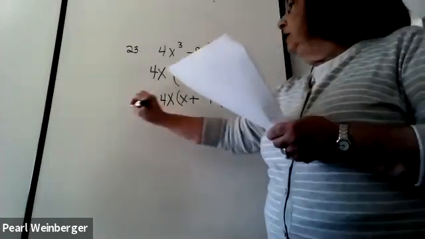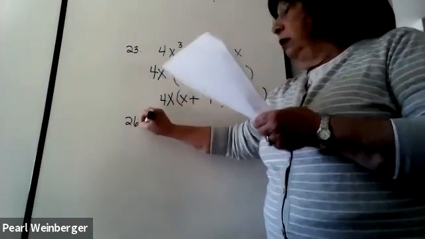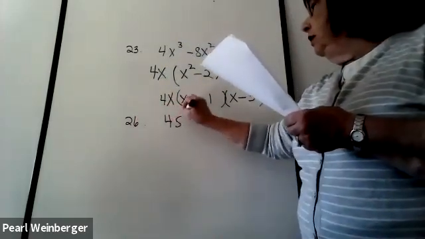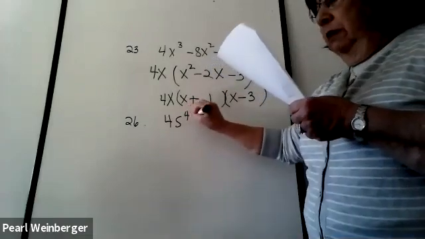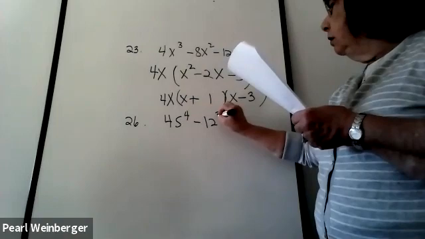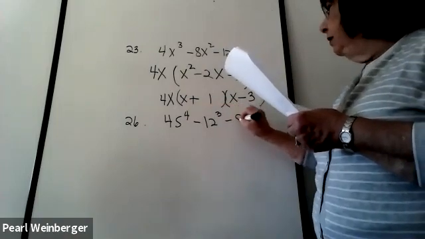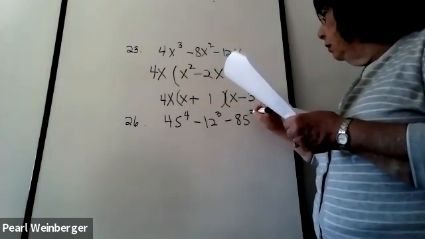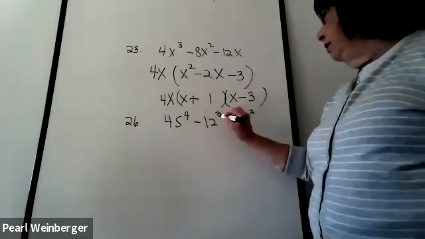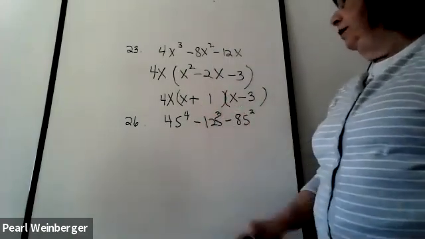Okay, we're up to 26. 26 says 4s to the fourth minus 12s to the third minus 8s squared. Okay, again, we look for a common factor. I'm sorry, I left out the s here.